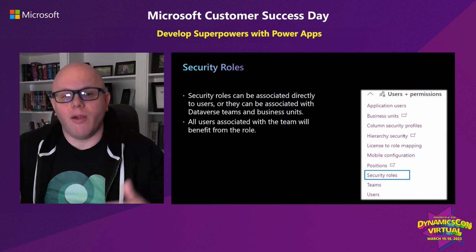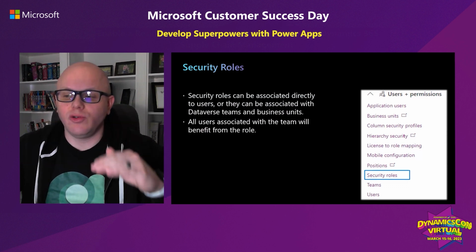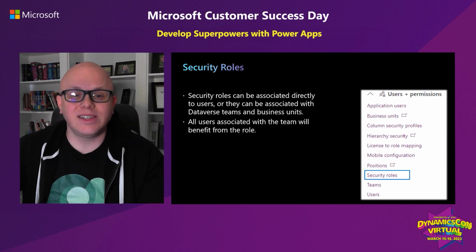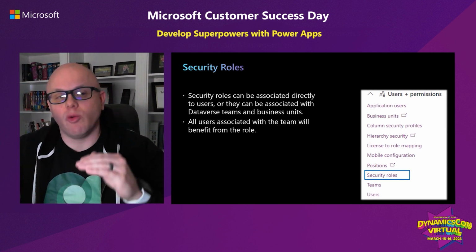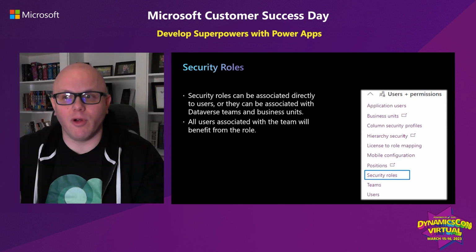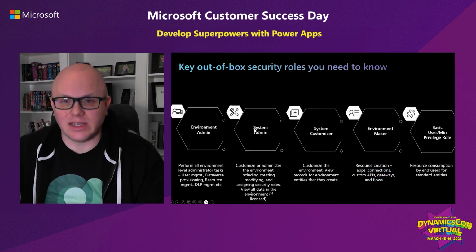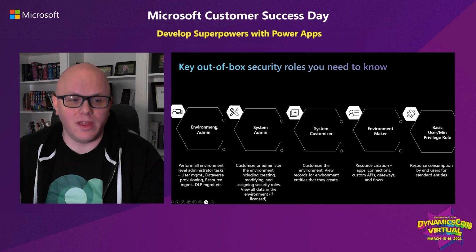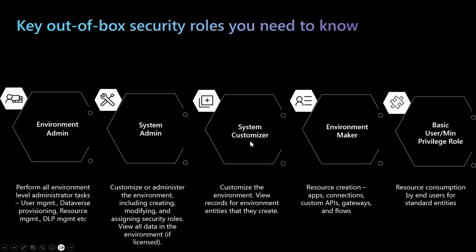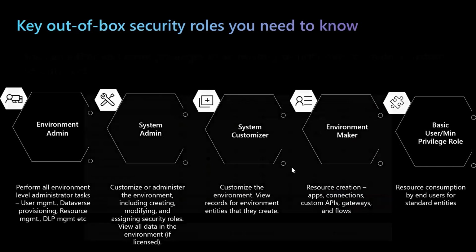The security roles are basically roles that are assigned to users. This is really sitting at the data level. So when we talk about security roles in Power Platform, we're talking about securing the underlying data that's associated with an application. Some of the key out-of-the-box security roles that you might need to be familiar with are environment admin, system customizer, environment maker, and then basic user. It is a recommended practice to utilize these wherever possible, but you can also create custom security roles as well.